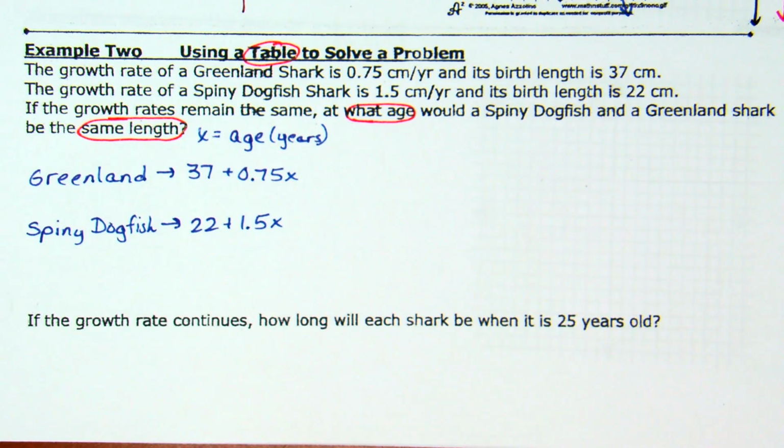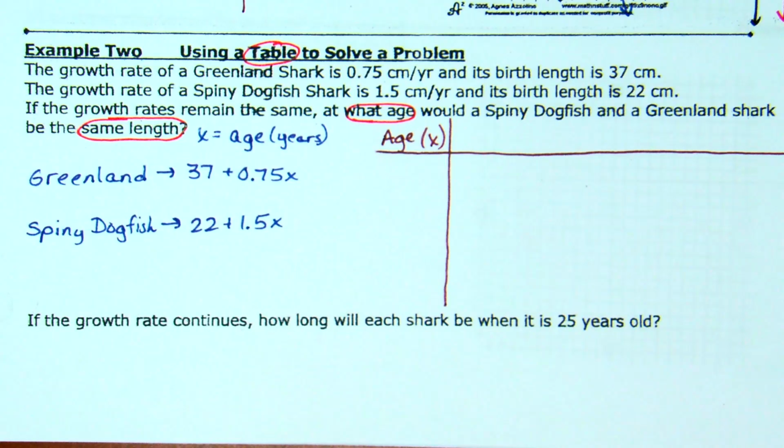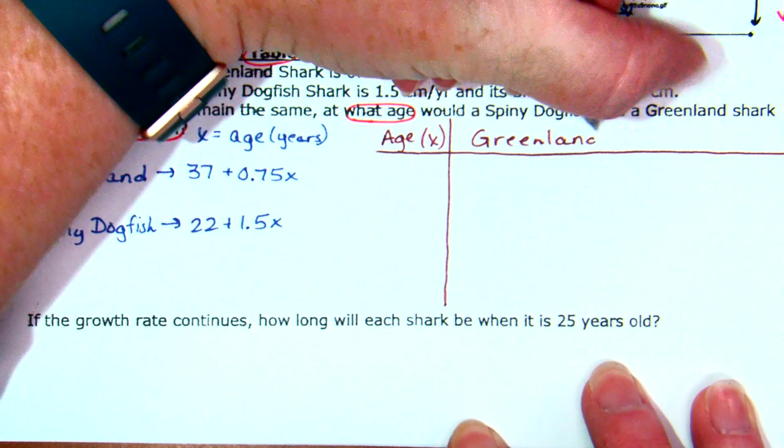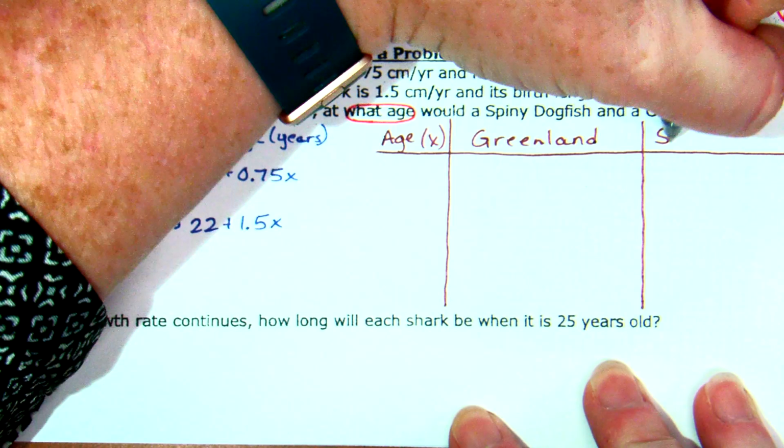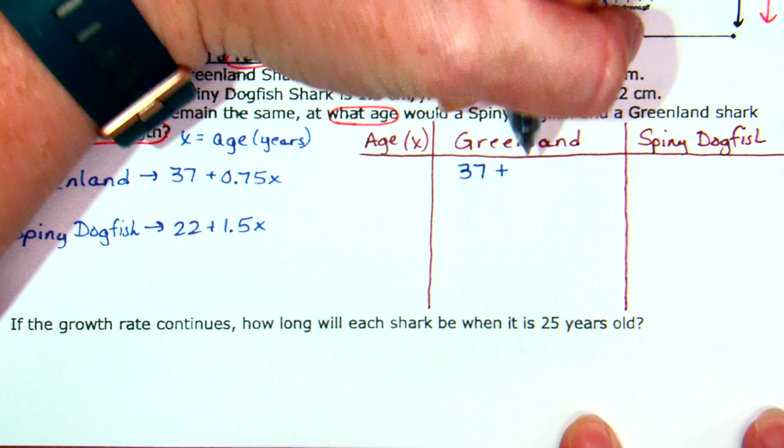Officially, our direction said to use a table, yes? So officially, what I would expect to see is some kind of table set up if asked a question like this. I'm going to set up a 3-column table because my first column is going to be the age, or in other words, the value I'm plugging in for x. Basically, I'm just organizing. My middle column is going to be my Greenland shark, and my final column is going to be my spiny dogfish. And what did we say about the Greenland? It's 37 centimeters plus 0.75 a year, right? The spiny is 22 plus 1.5 a year.